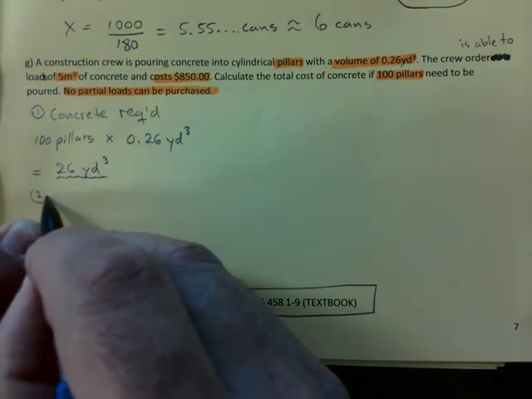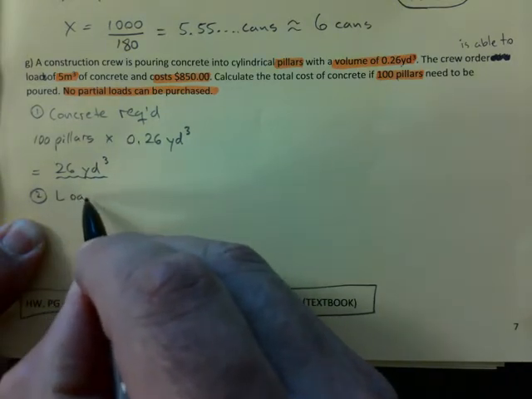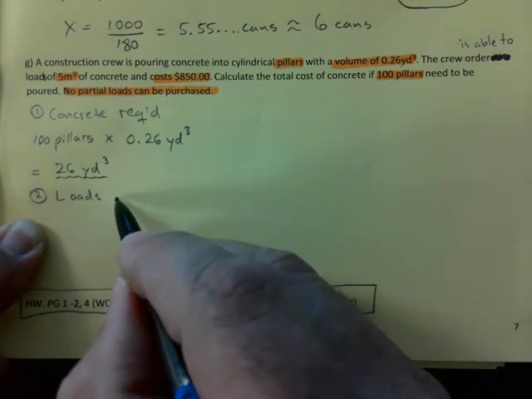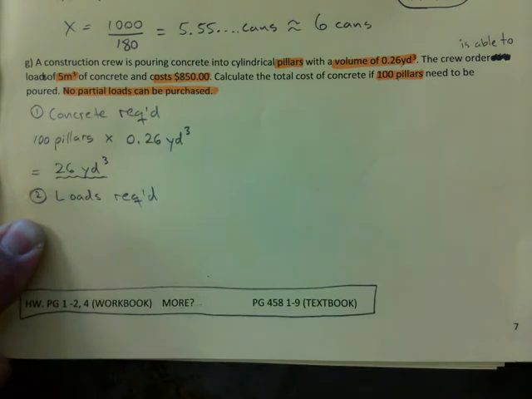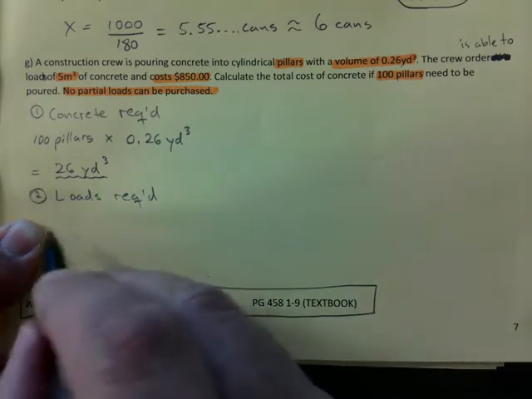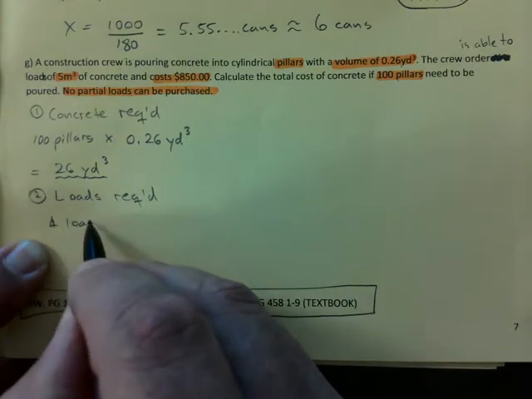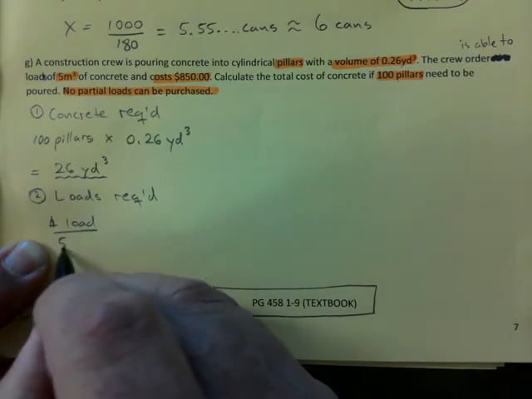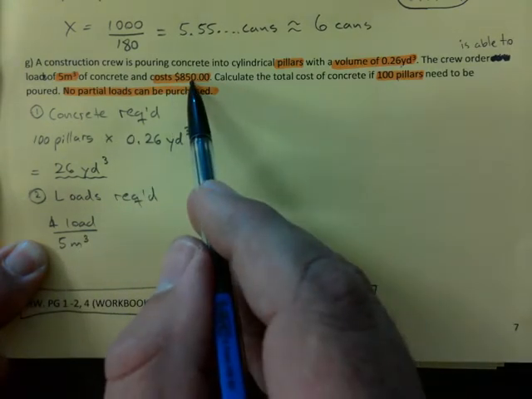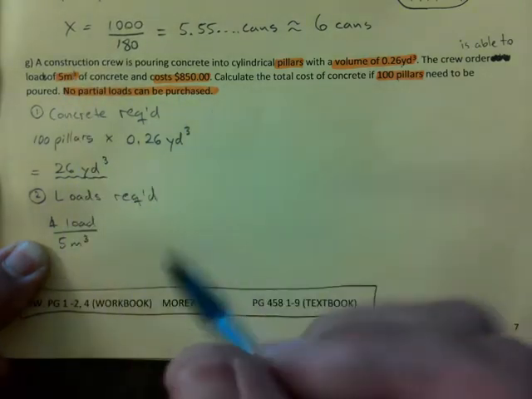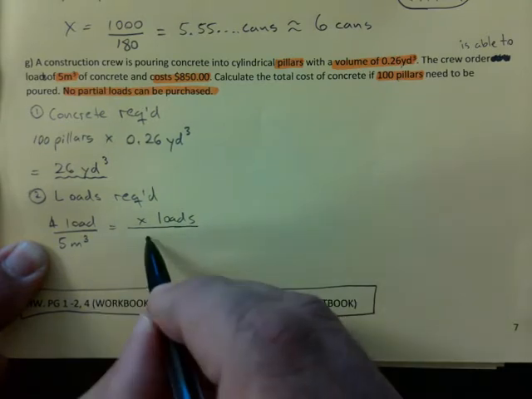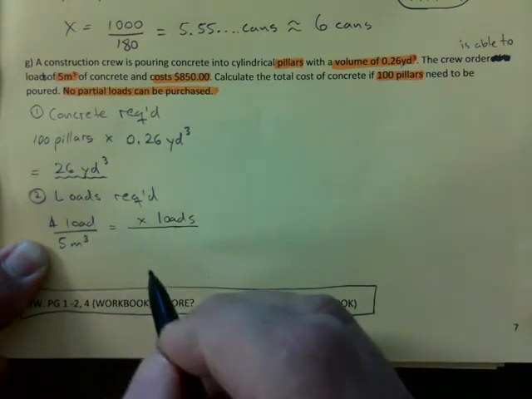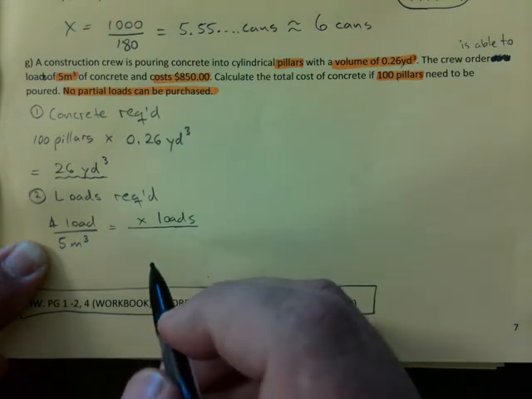And then you need to figure out how many loads, right? Loads required. Because in this case, you can order 5 cubic meters at a time. So you're going to have to figure out how many loads are required. So I'm going to say that one load has 5 cubic meters. So I'm not rushing to my cost just yet. I can't use partial, so I have to figure out how many loads. So X number of loads will get me the 26, oops, I skipped this step.